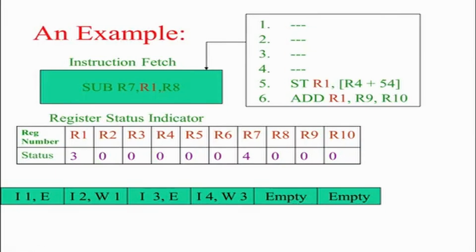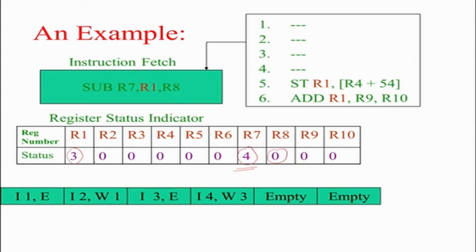So now sub R7, R1, R8. Now R8 is available, R1 is not available, it is still in 3. So the fourth instruction will be allocated to execution unit 4 and that will be waiting for the third fellow to complete, okay, right. Now the latest value of R7, where is it going to be? It is going to be in 4. So your register status indicator is now updated to 4.